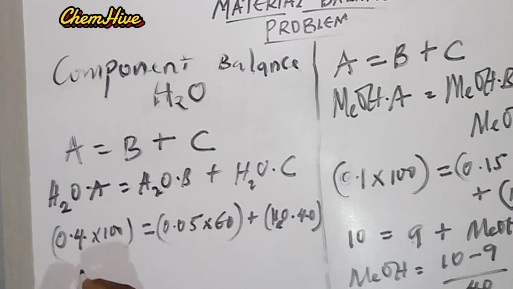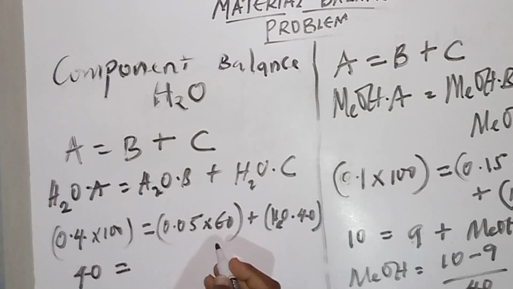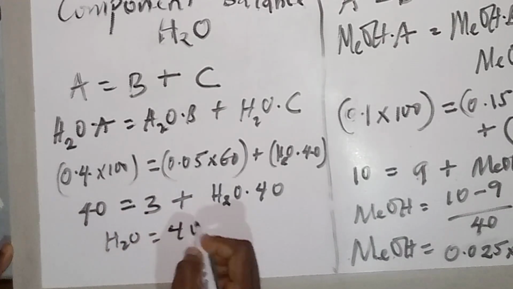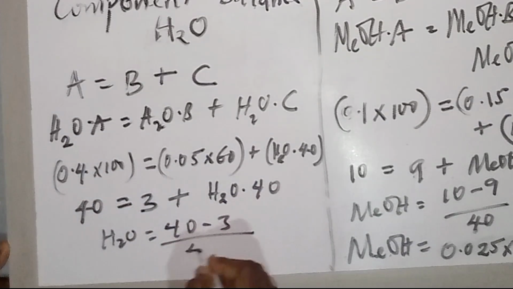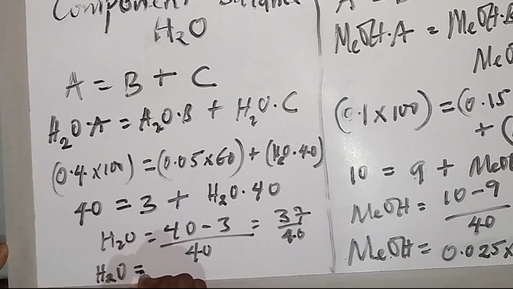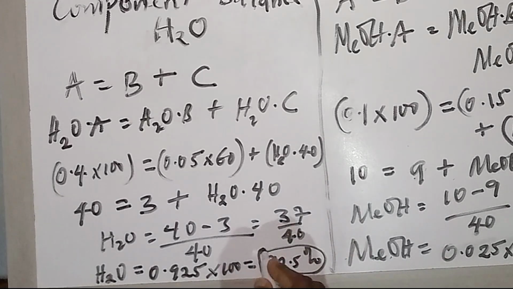So 0.4 multiplied by 100, we get 40, is equal to 0.05 multiplied by 60, which is 3, plus H2O times 40. Divide through. So H2O becomes 40 minus 3, divided by 40. At the end, 37 divided by 40 is our H2O, which is equal to 0.925. This is the mass fraction, and we want to express it as a percentage, so multiplied by 100 it is equal to 92.5%. So this is the percentage composition of water.